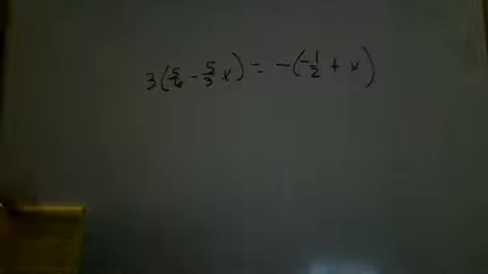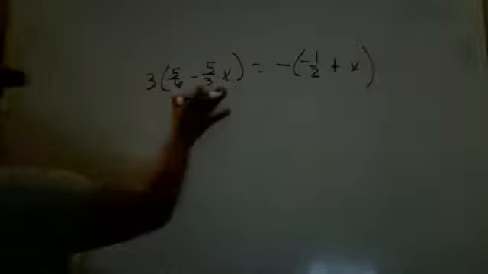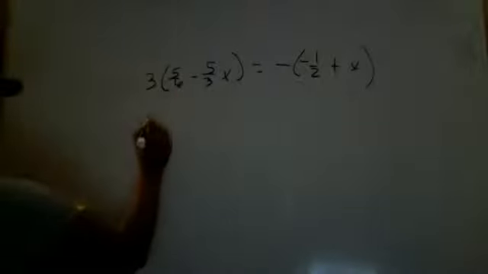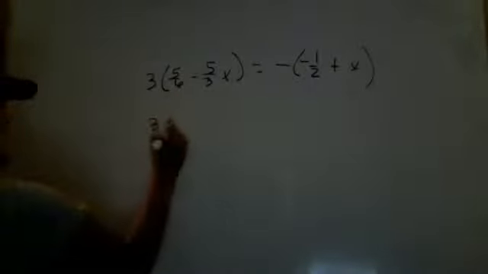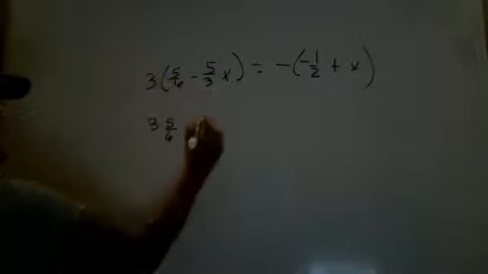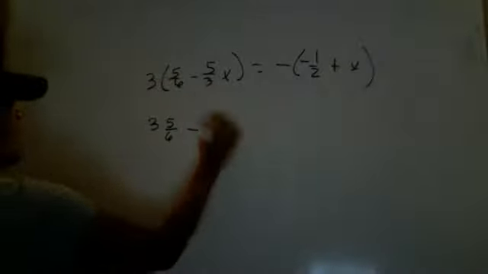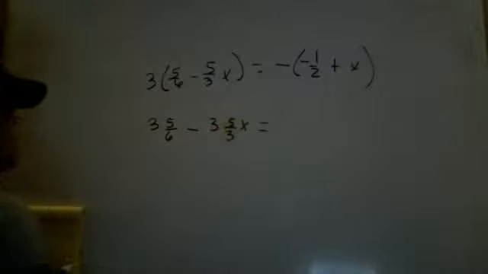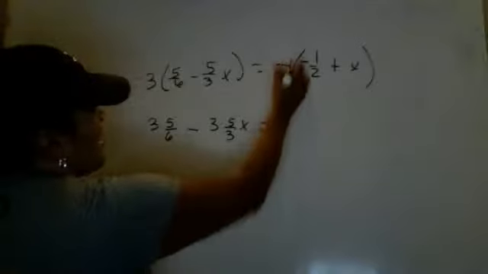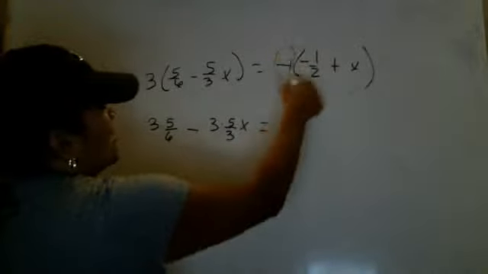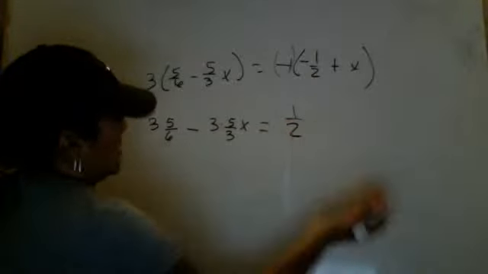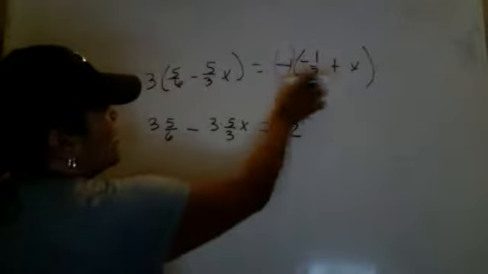Do I have parentheses? Yes, I do. I have them on both sides. Because I have 2 terms inside this parentheses, therefore I have to use the distributive property. So basically I'm going to go 3 times 5 over 6 minus 3, keep that minus, times 5 over 3x equals, this is an implied negative 1. Negative 1 times a negative 1/2, so you have a negative times a negative is a positive 1/2. And 1 times anything is itself. Then you have a negative 1 times a positive x.